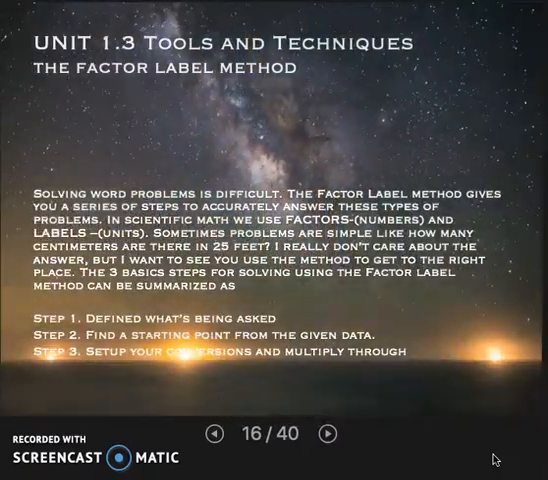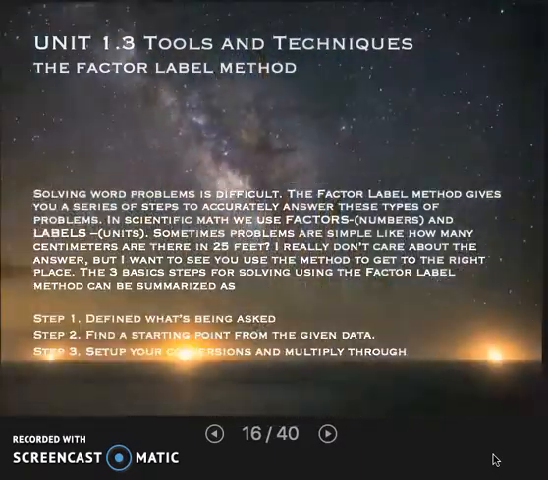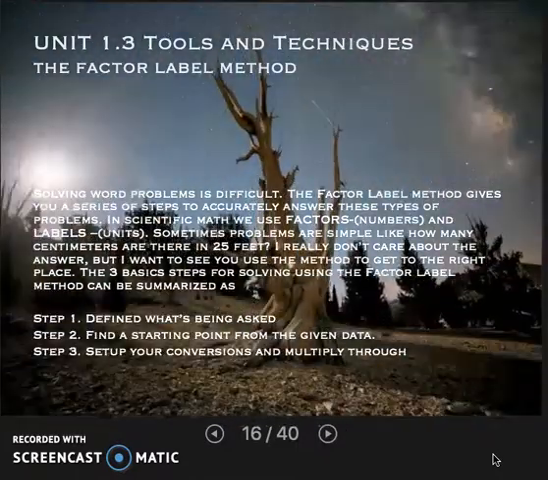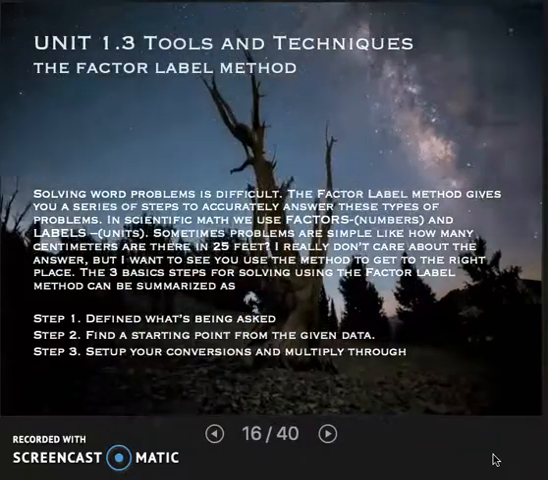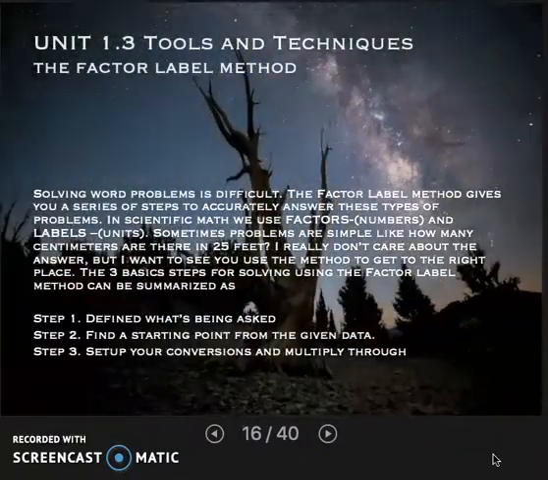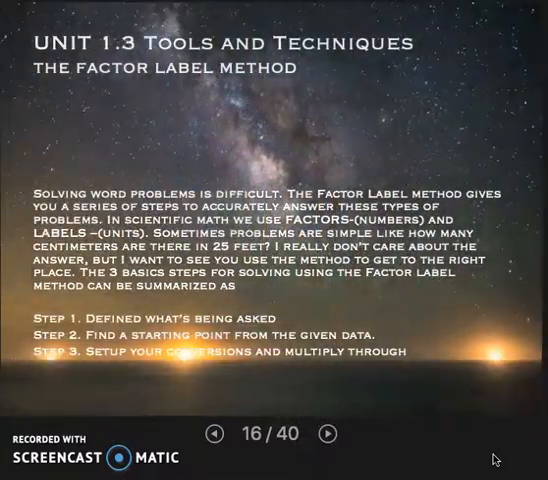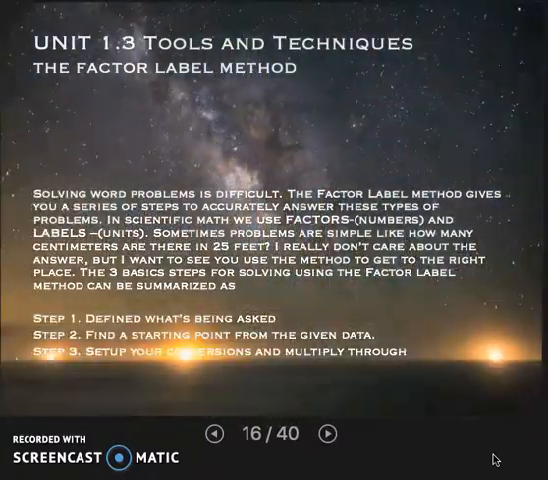In chemistry, they call it dimensional analysis. There's other ways to talk about it as well. But in short, it's a way to solve word problems. And most kids have problems with word problems. So when you get to the next activity on the factor label method, hopefully you'll have some success there.